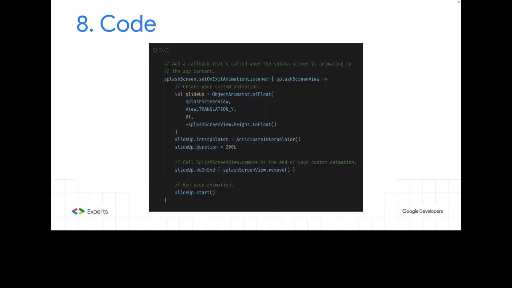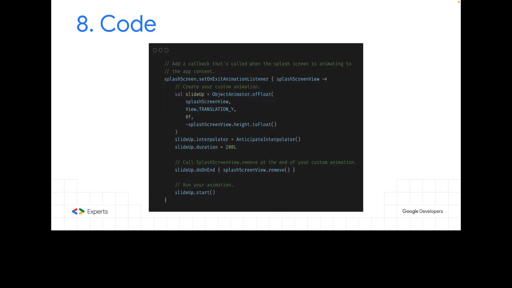Also, when we add a custom animation, it's our responsibility to call start animation. So the first thing is we need to set the exit animation listener, then we create our own animation that we want to add, and then we need to call start on it, and also add a callback on the end, whenever the animation is finished, to remove the view from the screen, so that there is a smooth transition from the splash screen to the application's content.